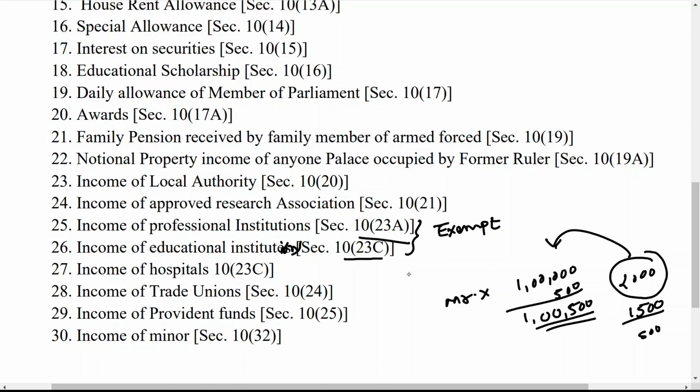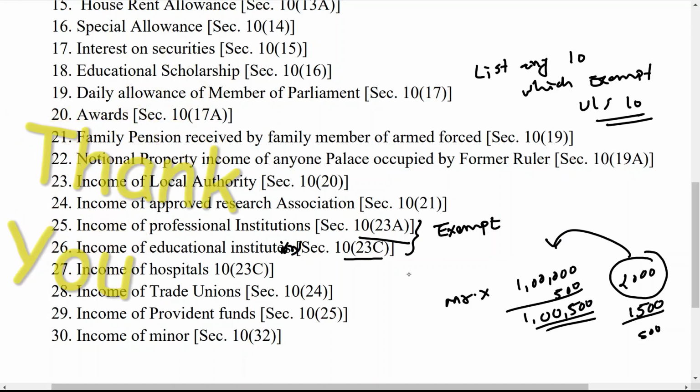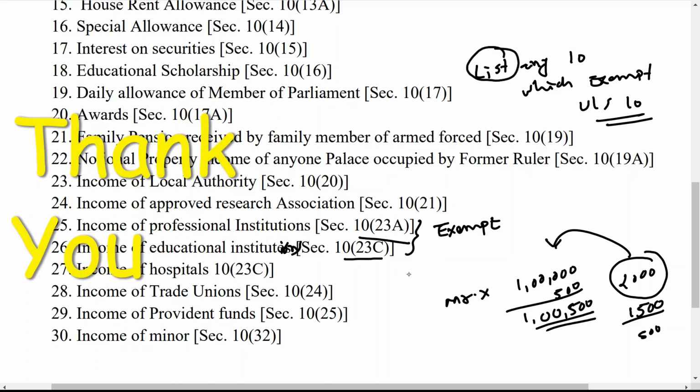This question can also come for 5 marks: list any 10 incomes which are exempt under section 10, as a long question. In that case, you just have to write down the names of the incomes. List means you don't have to explain it. Although 10 incomes are asked, you can write down 12 incomes which are totally exempt from tax. So this is all about exempted incomes.